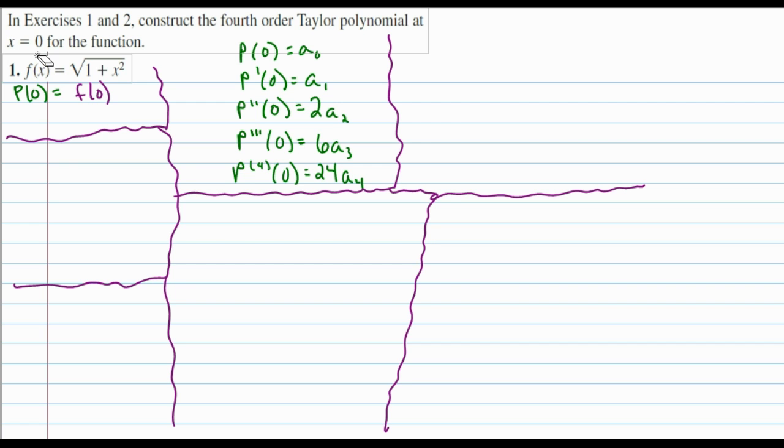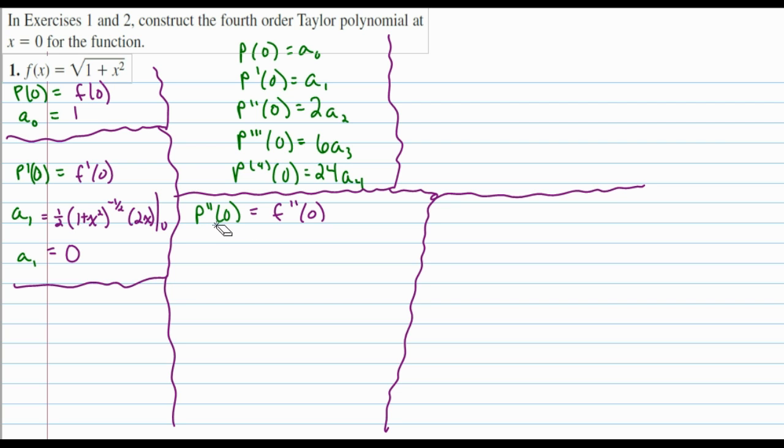So I can find p of 0 equals f of 0. Well, that means a sub 0 equals 1. F of 0, square root of 1 plus 0 squared is 1. Now, p prime of 0 will equal f prime of 0. P prime of 0 I already know is a sub 1. Done. F prime of 0, the derivative here, don't forget the chain rule. Evaluate that at 0, and I get a sub 1 equals 0.